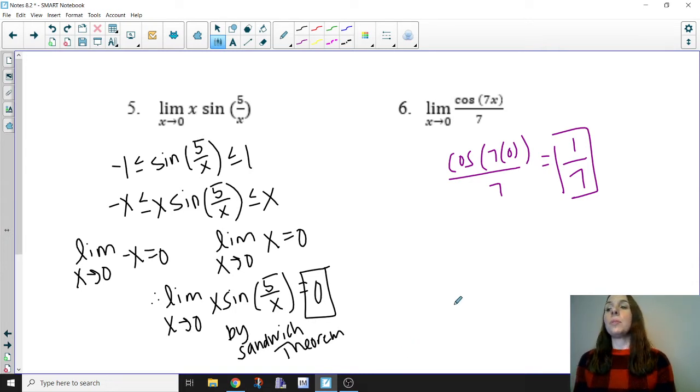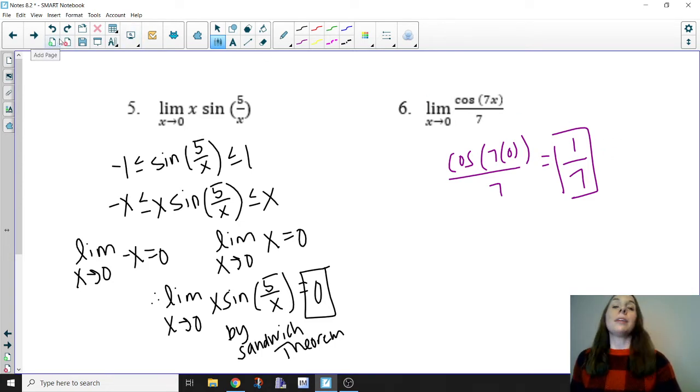And finally, for number 6, what did I use here? I used direct substitution. I subbed 0 in for the x, and that worked. 7 times 0 is 0. Cosine of 0 is 1. I have a 7 in the denominator, therefore my answer is 1/7. No need to do any other methods with number 6.